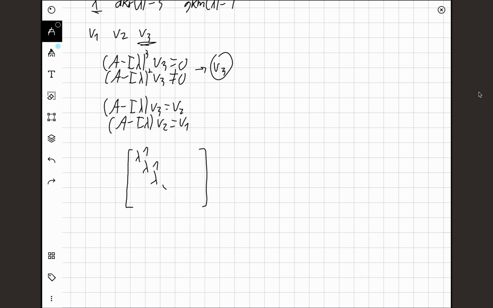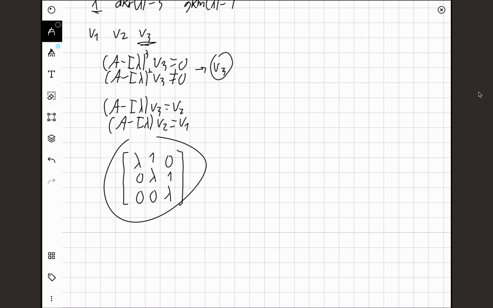And if we imagine that we only had a 3 by 3 matrix with only one eigenvalue, then this 3 by 3 matrix would look exactly like this. It would have lambdas on the diagonal, ones on the super diagonal, and everything else zeros. So this can very much happen, and using this Jordan basis, the matrix can look like this.